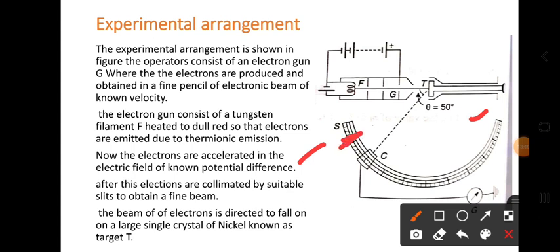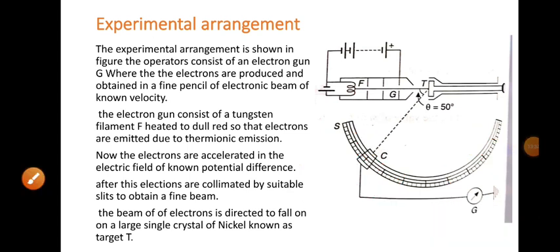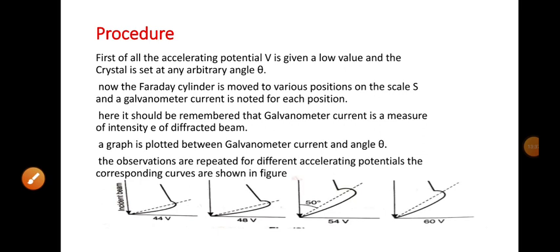Suppose at the beginning the cylinder is here. Then how much current is produced can be read on the galvanometer. Next, move your cylinder slowly in this direction to this point. Then the current also changes. How much current is flowing through the galvanometer? Write it down in the notes. Next, like this. At various positions, at different positions, we have to note the different galvanometer currents. Right.